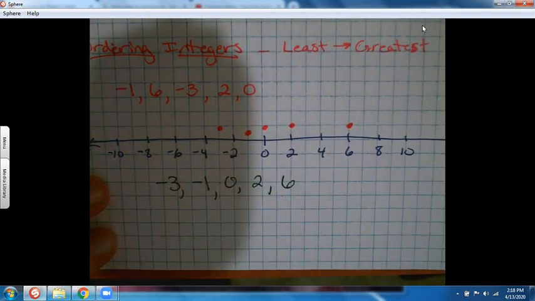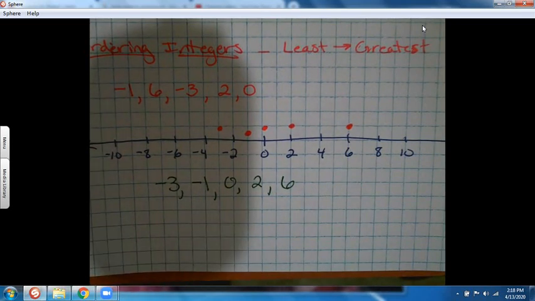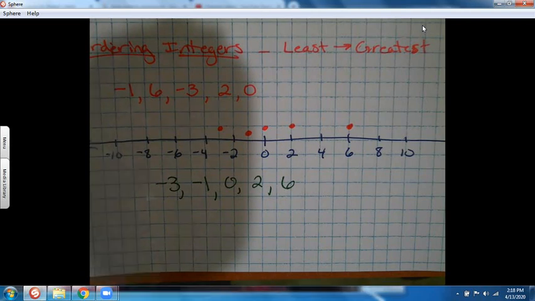Okay? Could we do it from greatest to least? Yeah, then you just do it backwards. Okay? That's not hard. Nothing hard about that. You just have to put it on a numbered line to make sure, and you guys have these in your toolkit that you can just put them on. You don't have to draw the number line.